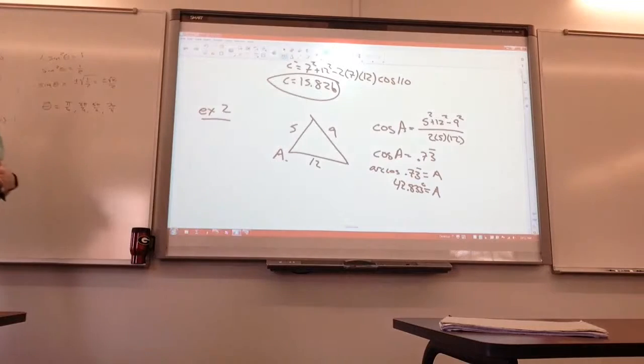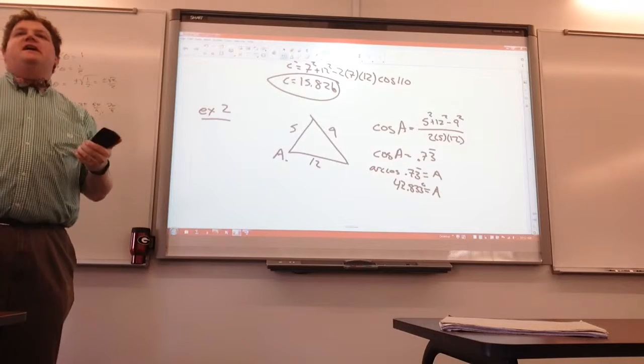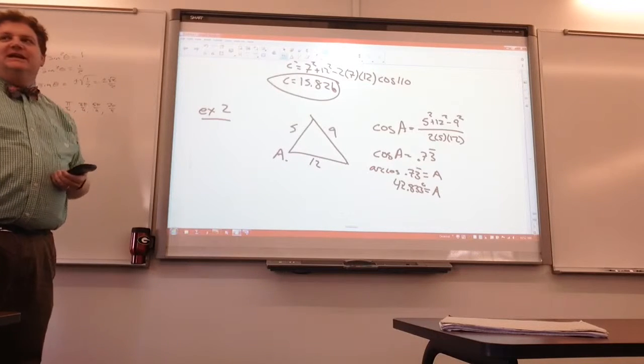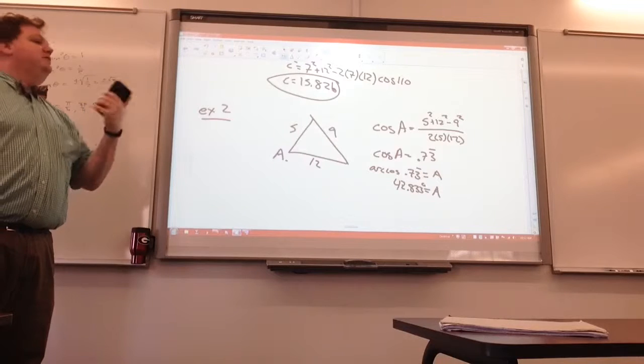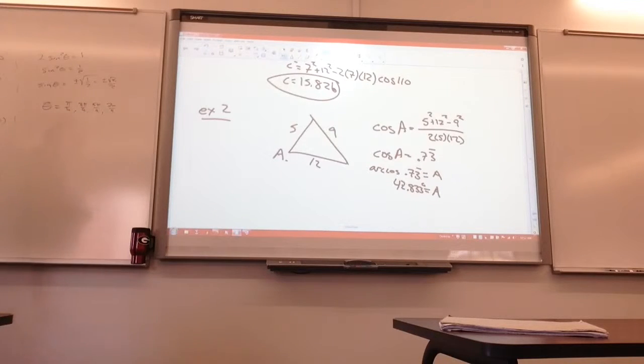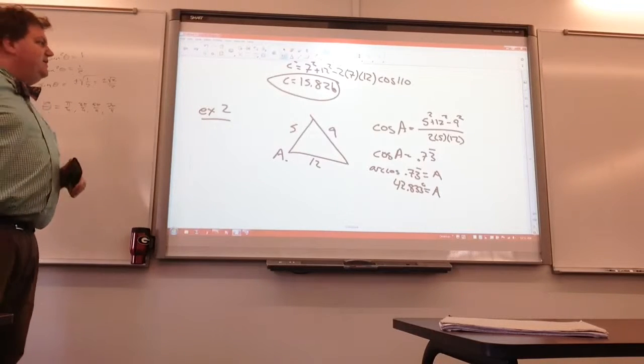Okay? So just like that. All right, so that's 42 degrees. Then how would I find the other angles? I can do the same thing again, or use law of sines at that point. Once you have a side-angle pair, you can always switch over to law of sines, which people find easier to use.